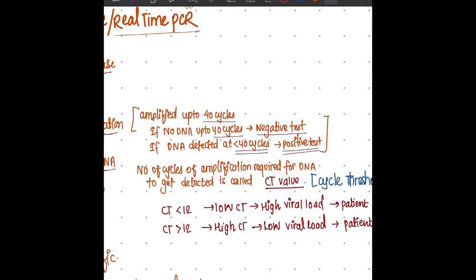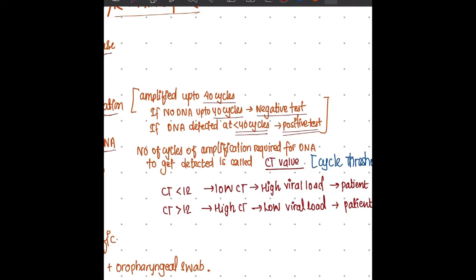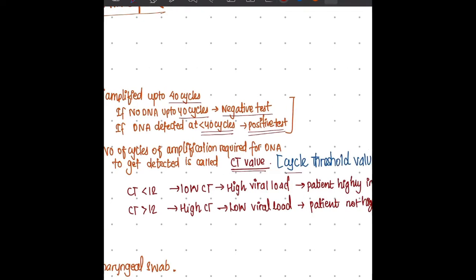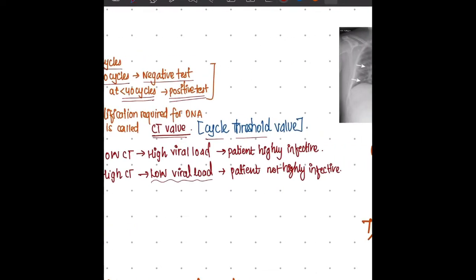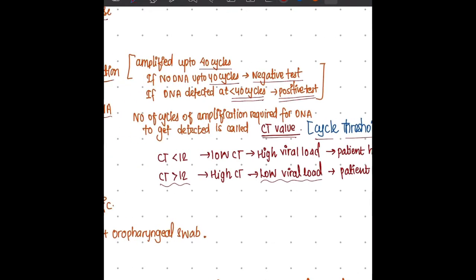Now, the number of cycles of amplification required for the DNA to get detected is called the CT value, CT standing for cycle threshold. A higher CT value is arbitrarily understood as a CT value of more than 12. So if the CT value is higher, it means the machine had to amplify the DNA more than 12 times so that it becomes detectable. That is to say that whatever sample you took had a very trace amount of virus, indicating a very low viral load. So if a patient has a very low viral load, the patient is very less infective, right?